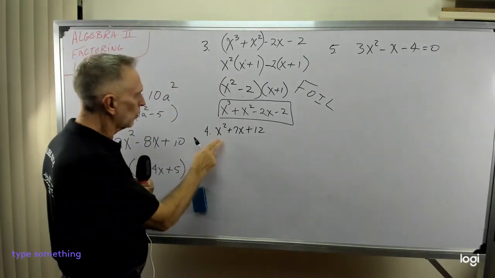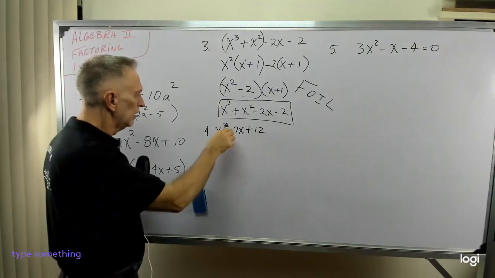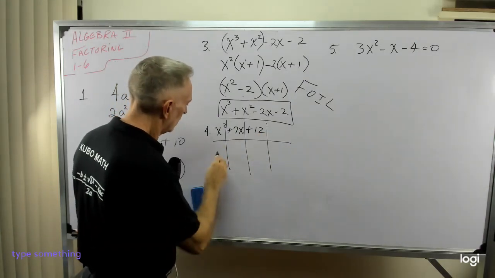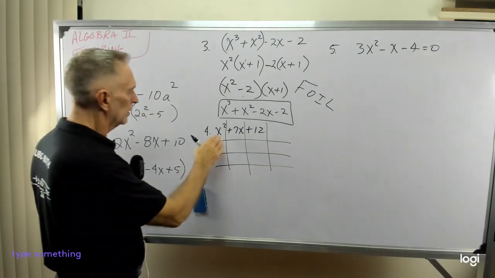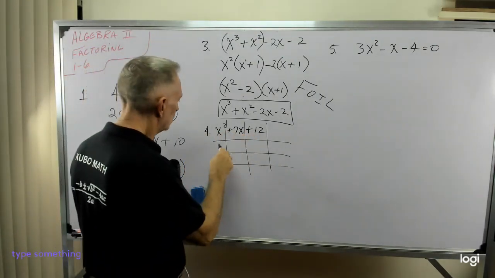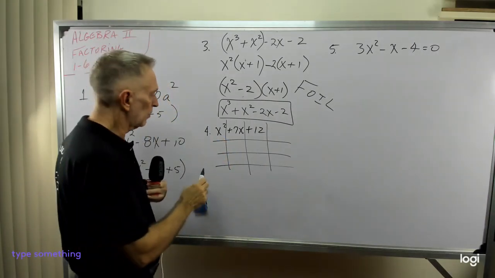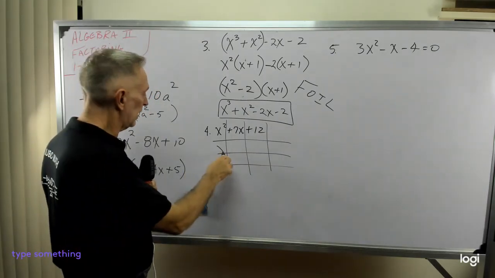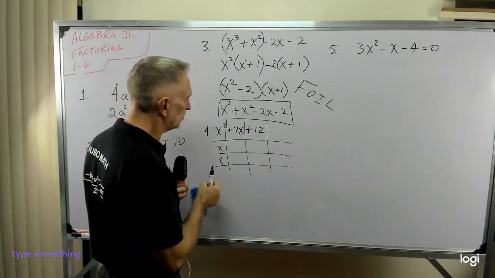Equation number 4, x to the second power plus 7x plus 12. This is a method that seems to be more common that people would use to factor. Draw a grid, and you'll notice I have a positive here, a positive. So what can I multiply together to give me x to the second power? It could be x to the second power times 1. Could be x times x. Okay, let's go with x times x.